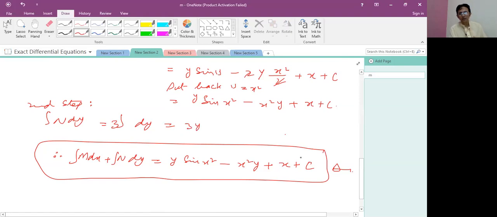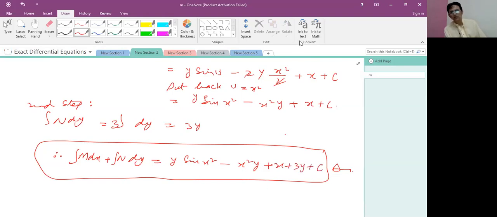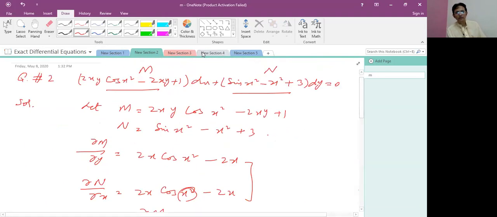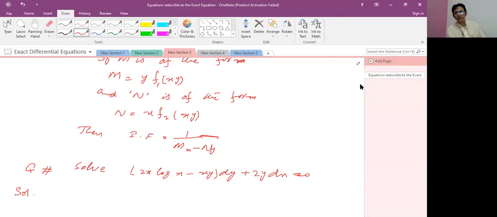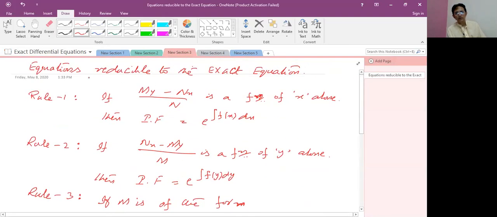So 3y, so we add plus 3 times y, plus x plus 3 times y plus constant. So this is our result. And after that addition, we will consider the given equation reducible to the exact equation.